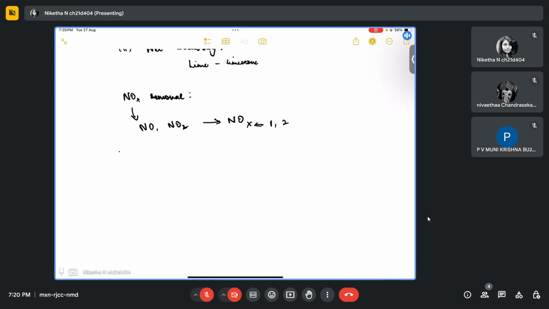The first method of removing NOx is by preventing its production. We can control the NOx production by minimizing the residence time at peak temperature and reducing the peak temperature also.